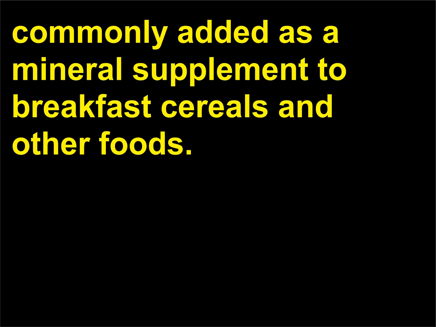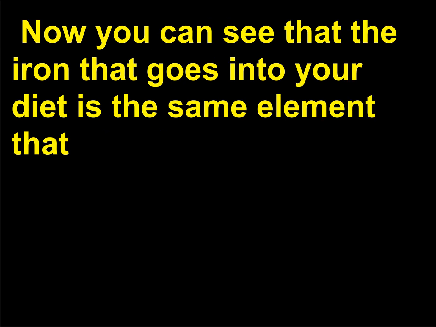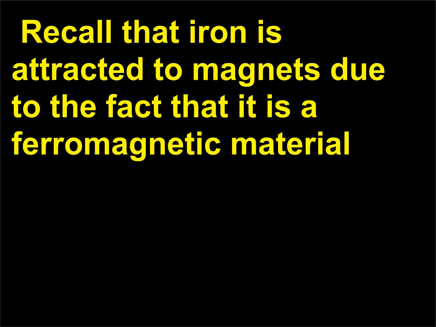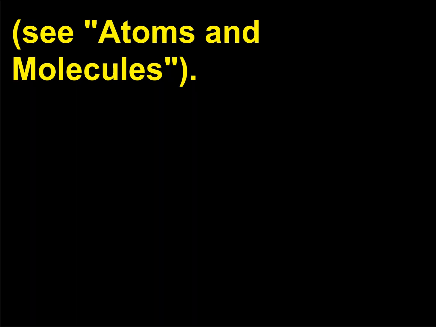Iron is commonly added as a mineral supplement to breakfast cereals and other foods. Now you can see that the iron that goes into your diet is the same element that you find in objects made of iron metal, just in much smaller quantities and pieces. Recall that iron is attracted to magnets due to the fact that it is a ferromagnetic material. See atoms and molecules.